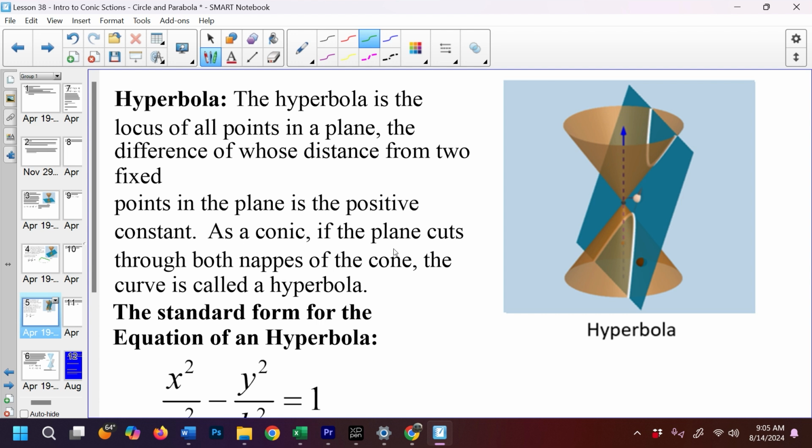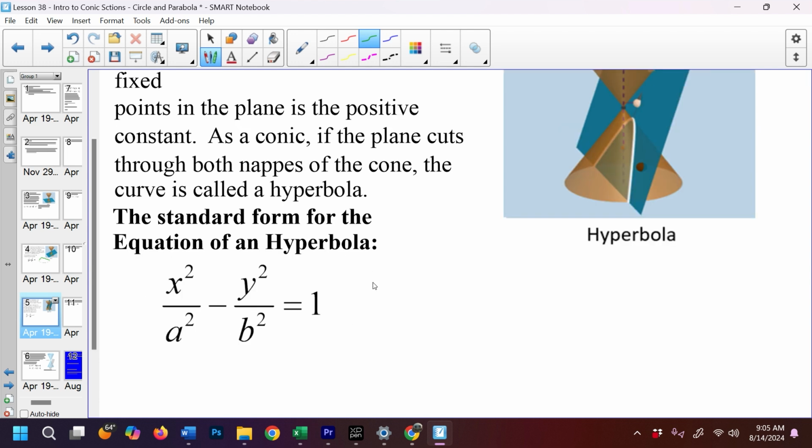As a conic, if a plane cuts through both nappes of the cone, then the curve is called a hyperbola. And the standard form of the equation of a hyperbola looks very similar to an ellipse, except instead of a plus for the ellipse, we have a minus. And there are a few other differences.